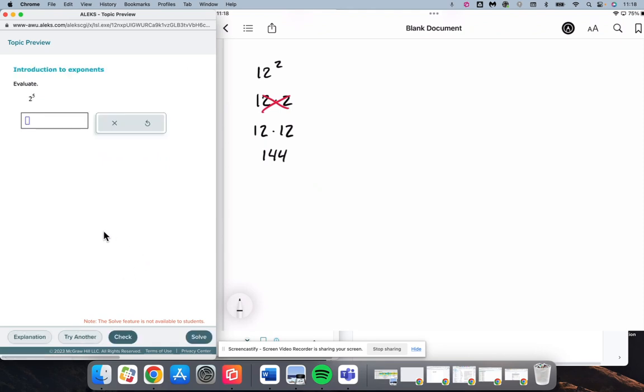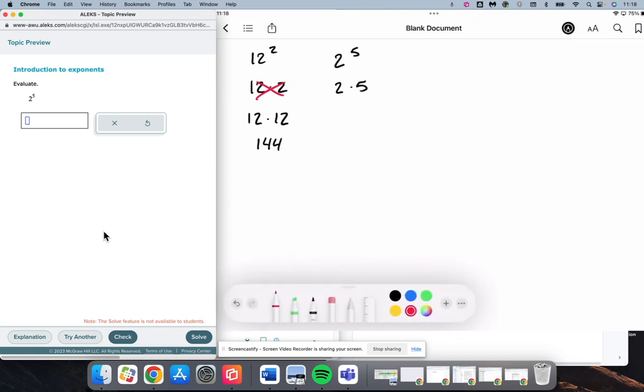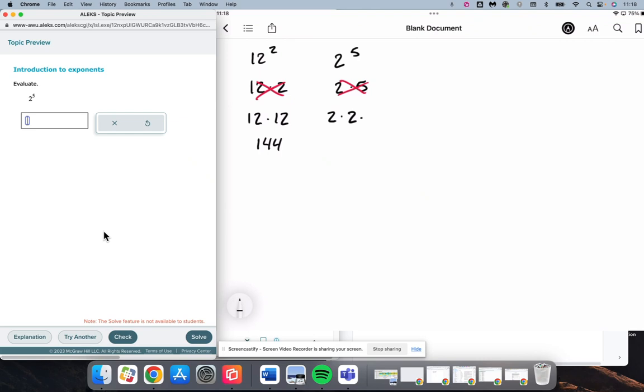We have 2 to the power of 5, which is not 2 times 5. Not even close. That would be 10. And what we're going to get as a correct answer is actually very different than that. So we're going to have 2 times 2 times 2 times 2 times 2.